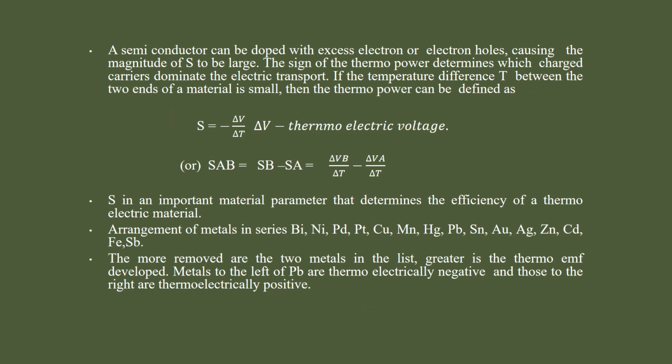A semiconductor can be doped with excess electrons or electron holes, causing the magnitude of S to be large. The sign of the thermopower determines which charged carriers dominate the electric transport. If the temperature difference ΔT between the two ends of the material is small, then the thermopower can be defined as S equal to minus ΔV by ΔT, where ΔV is the thermoelectric voltage.